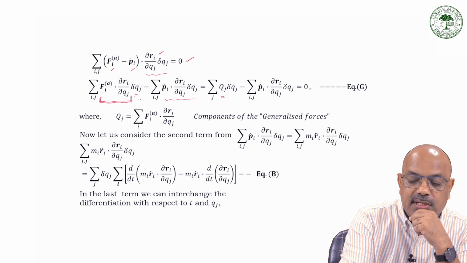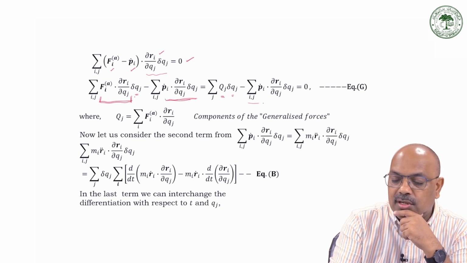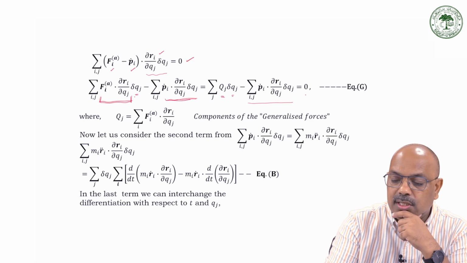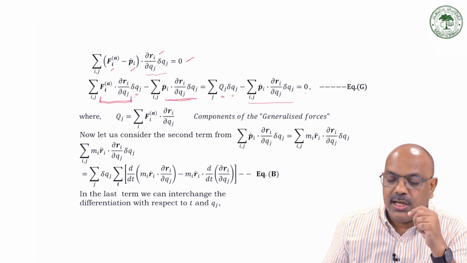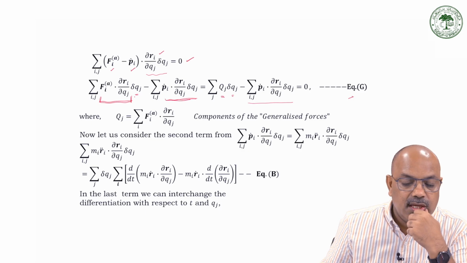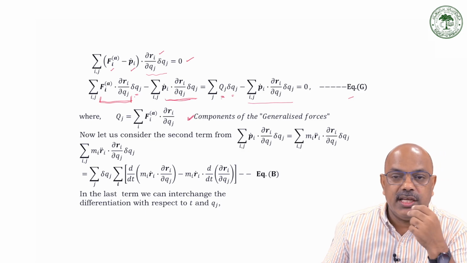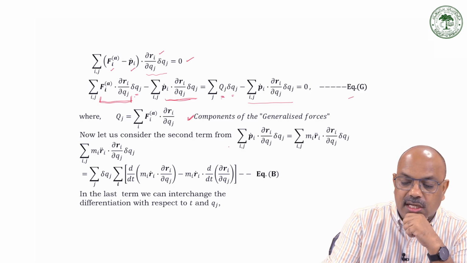because this quantity times delta Qj is here, and then I have the other term exactly the same. Overall delta Qj is going to be 0, so that is the D'Alembert principle. I am giving this equation the label G, where Qj are the components of the generalized forces. Now let us consider the second term.